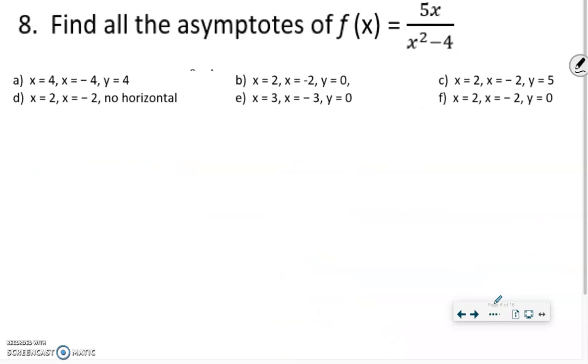All right, number 8, asymptotes. What time are we out of here? About 2 minutes? Awesome.